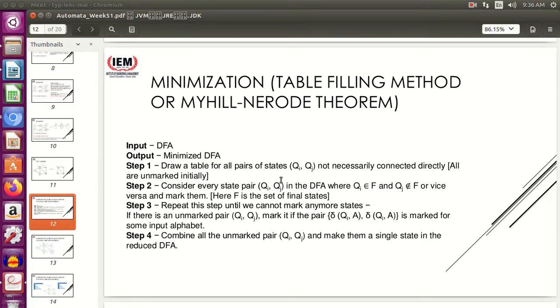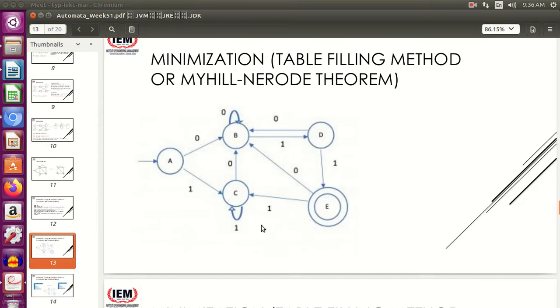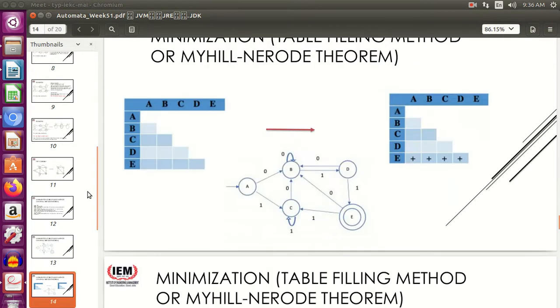Thank you. So as I was saying, the second method, the table filling method based on the Myhill Nerode theorem for minimizing a DFA. Again, you can go through the steps from this PDF whenever you want to. I'll directly come to the example. This is the given DFA. As you can see, there are 5 states, out of which E is your final state, right?